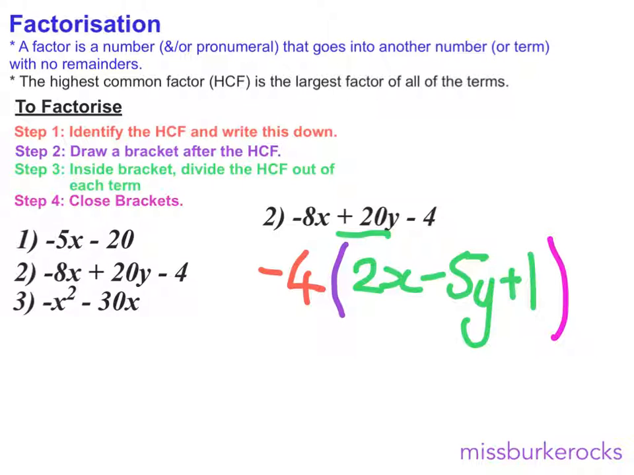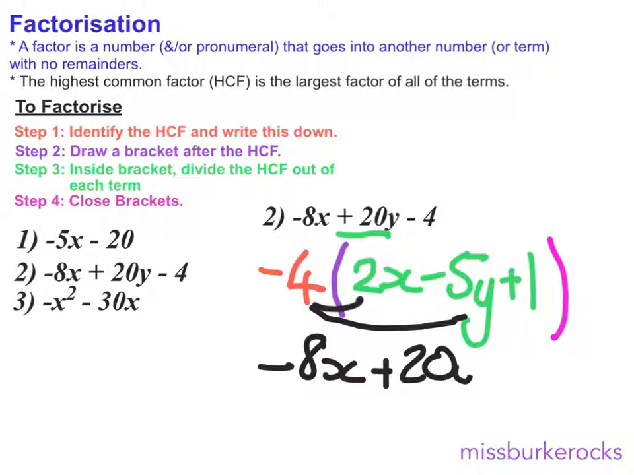We can double check that. I'm going to actually show you my double checking here in this one. So negative 4 times 2x gives me negative 8x. Then negative 4 times negative 5y gives me positive 20y. And then negative 4 times positive 1 gives me negative 4. So as you can see, it's the same as my original equation, negative 8x plus 20y take 4. So therefore I actually know that my factorisation is correct.